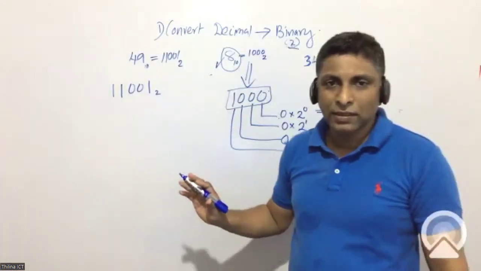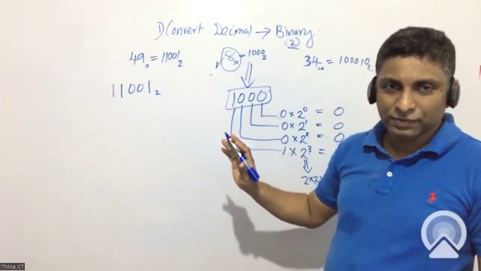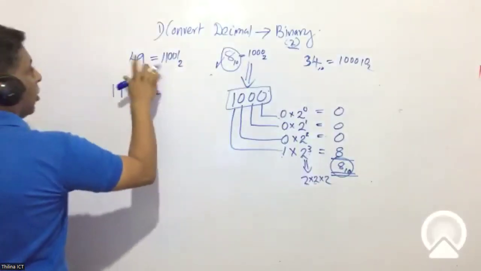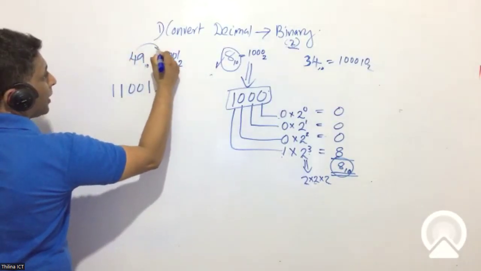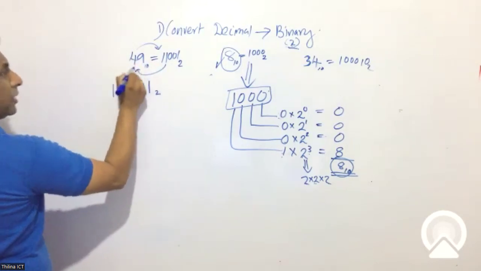Is it clear? Yes, sir. Okay. So you should get it both ways. You can convert 49 into binary, and you should get this one. If you convert back, you should get 49.